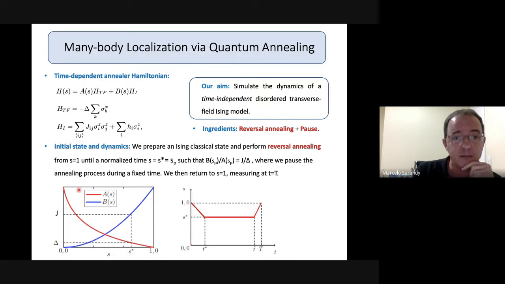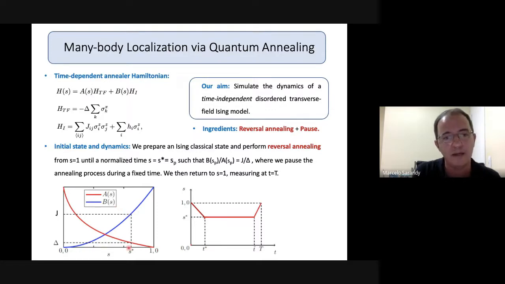In the quantum annealer, we have a schedule for these time-dependent parameters, A of S and B of S. Notice that A of S starts as 1 here, right? And decreases until 0, right? And B of S is the opposite, right? So we have this S as a dimensionless time parameter, right? And the schedule of time variation is provided as in this plot here.